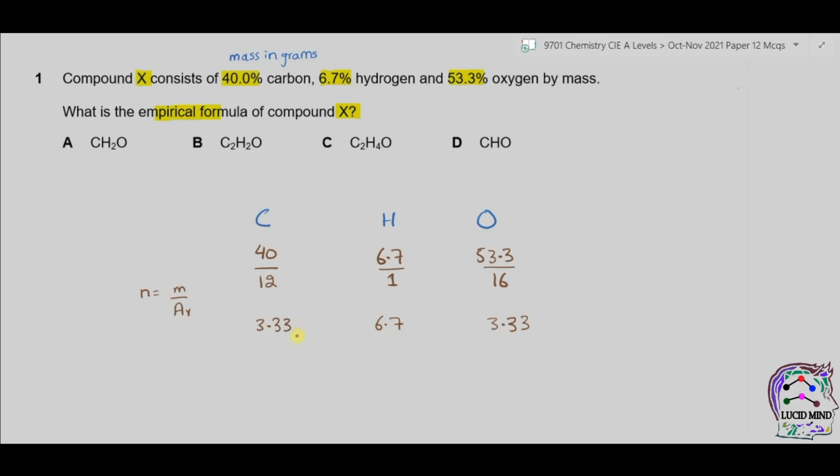Now dividing by the smallest value on all sides, we have 3.33 smallest value. So we can divide this to get simple ratio. So the ratio comes to be 1:2:1. It means that in empirical formula, carbon is 1, hydrogen is 2 and oxygen is 1. So it is CH2O. Correct answer is therefore A.